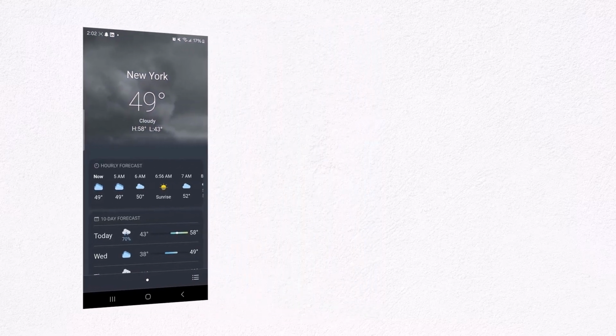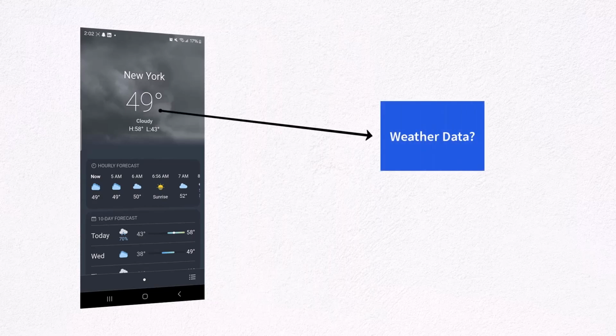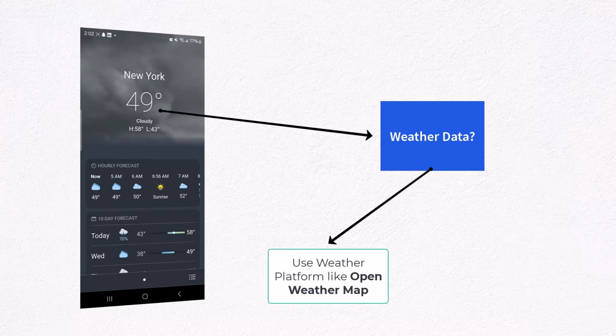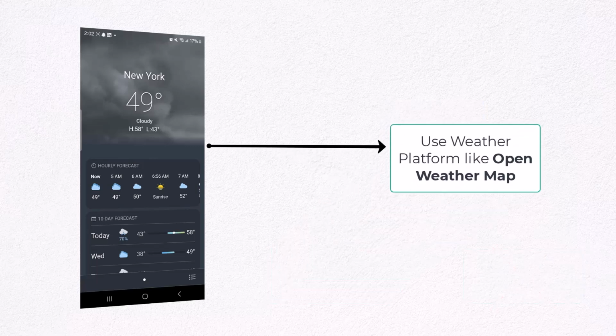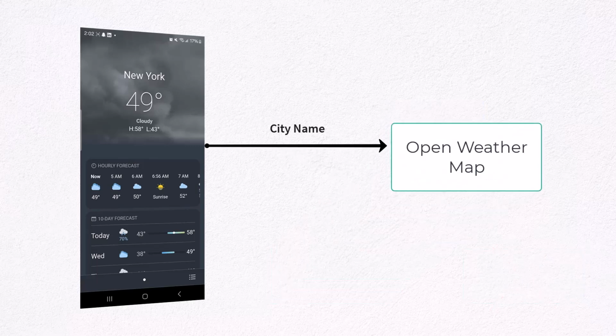To build this application we need weather data, and to get this data we can either use a weather platform like OpenWeather, or we can collect this data by ourselves. As we cannot collect the data of every city by ourselves, we can use this weather platform which collects the data from all the cities. Now from our application we are going to pass the name of a city to this platform, and this platform will return the weather detail of that city.